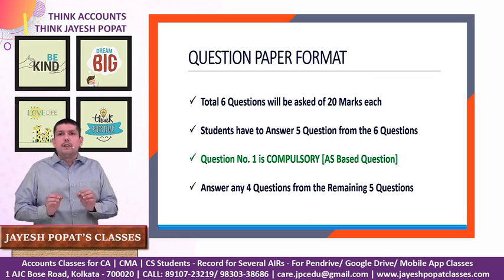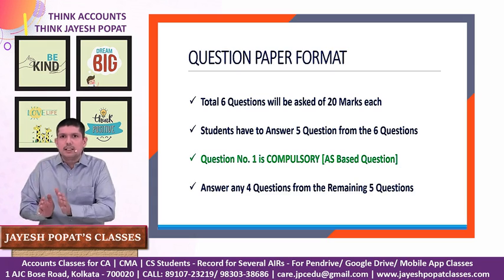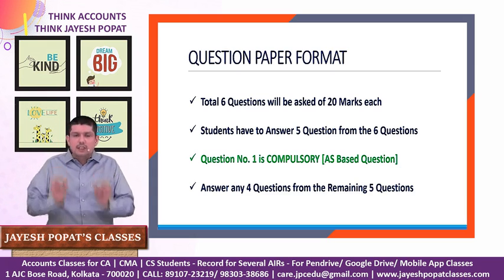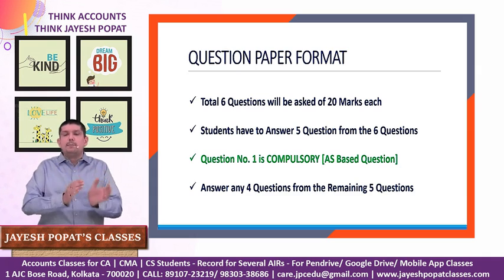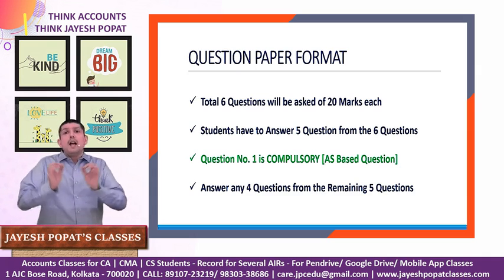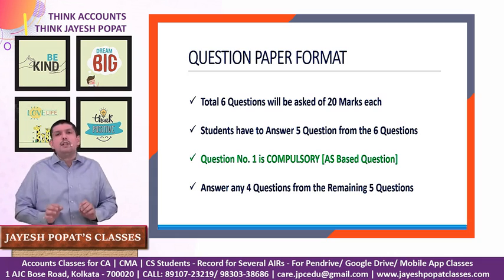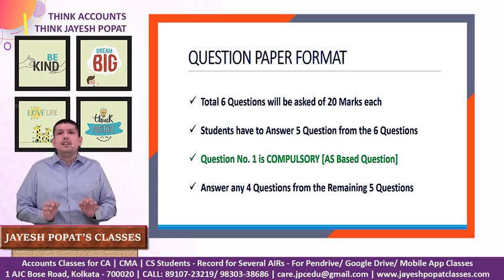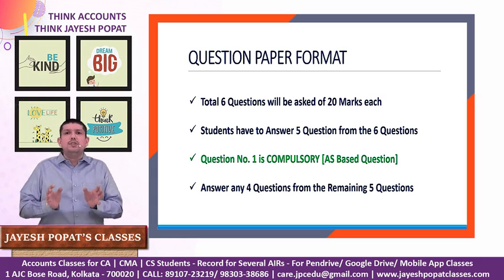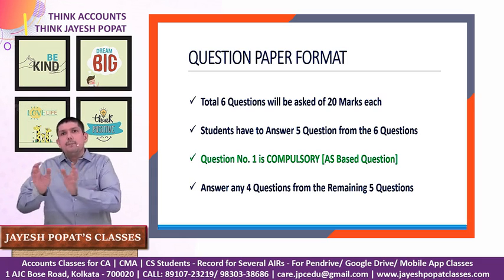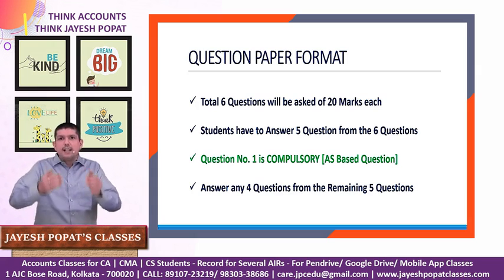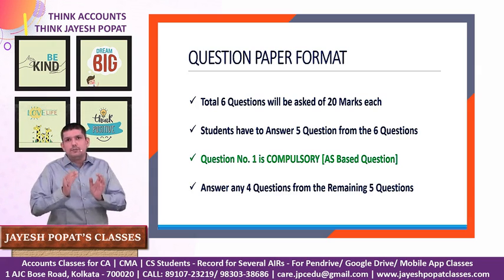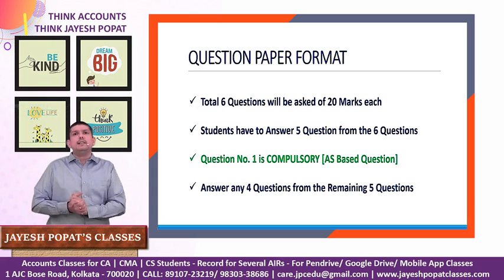Your question paper format for accounting and advanced accounting will comprise 6 questions of 20 marks each. So the paper is a 120 mark paper, 6 into 20, out of which you need to attempt 5 questions of 20 marks, which will make it a 100 mark paper. The first question in the paper will be compulsory, and it is usually a 20 mark question comprising accounting standards.